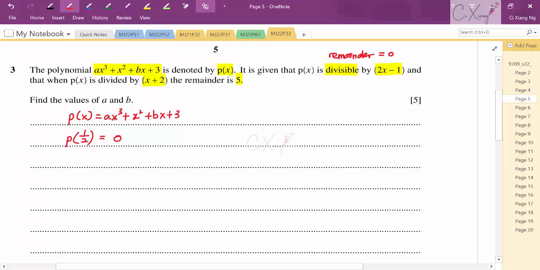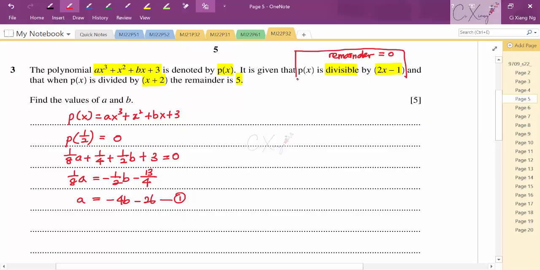Alright, so substitute x with half. So I have 1 over 8 a plus 1 over 4 plus 1 over 2 b plus 3, and I get 0. Okay, so I try to rephrase my equation and solve it. I actually need a second equation to solve for a and b, because in one equation I have two unknowns. So I rephrase it nicely first. I have a equals negative 4b minus 26. This is the first equation that I get from this information.